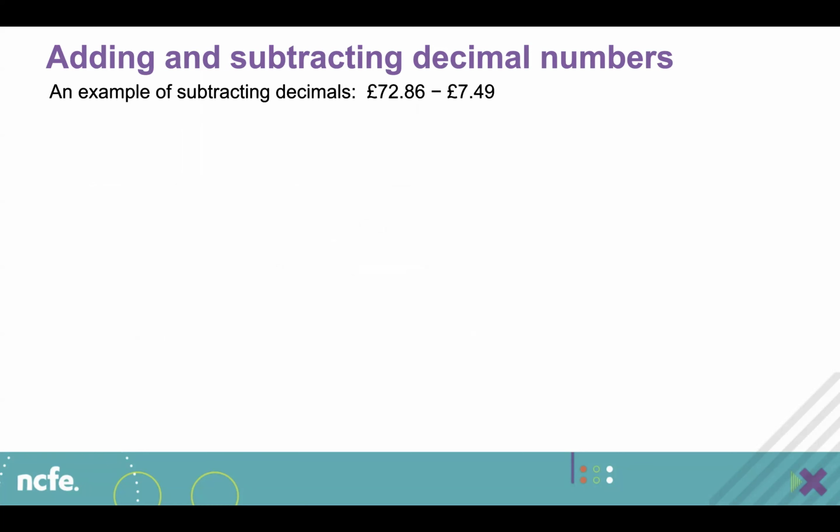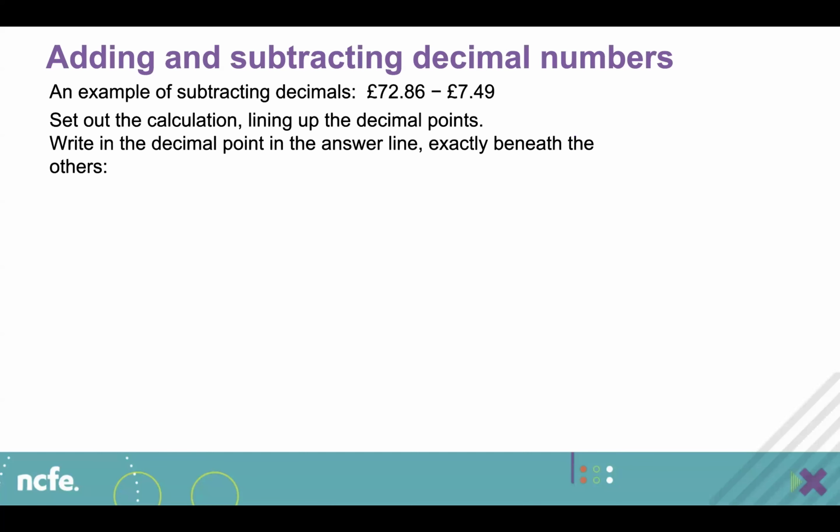An example of subtracting decimals, £72.86 take away £7.49. Set out the calculation lining up the decimal points. Write the decimal point in the answer line exactly beneath the others.